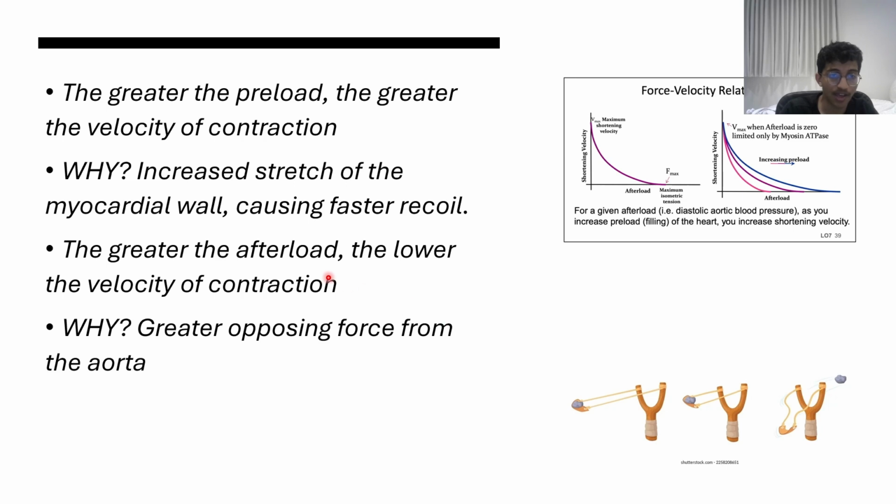Now afterload is different. The greater the afterload, the lower the velocity of contraction. Why is that? Because we have greater opposing force from the aorta. We have high aortic pressure. If we have high aortic pressure, there is higher opposing force to overcome, so this will cause the velocity of contraction to be lower. Now imagine you're throwing this underwater. Would it move faster in water or in air? Of course in air. Why? Because there is less opposing force. Water has greater opposing force, so the rock will move much slower in water.